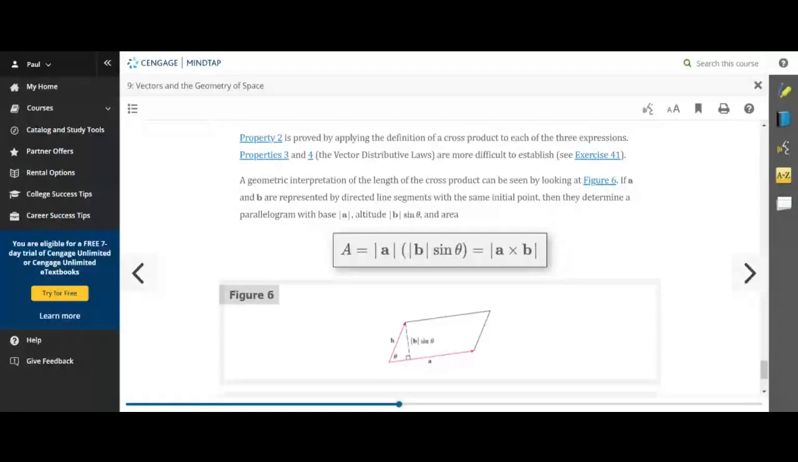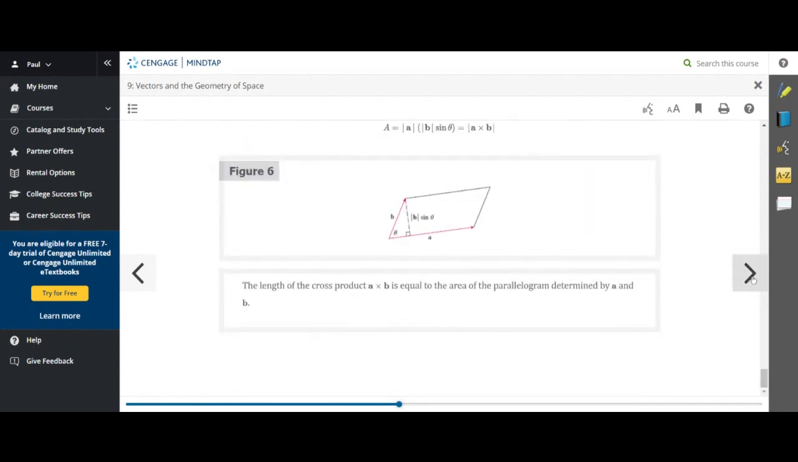Okay, this is a very important concept: how the magnitude or the length of the cross product vector is equal to the area of a parallelogram whose sides are formed by vectors A and B. That's a very important concept that we're going to be using later on as well. All right, so let's go a little further here.